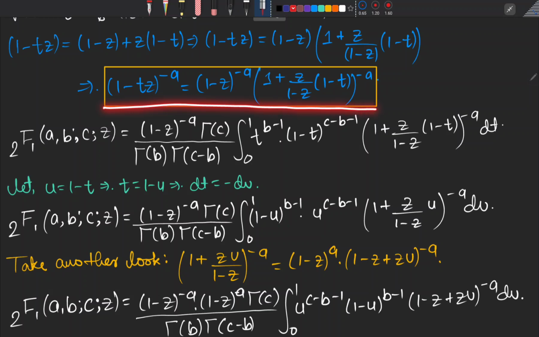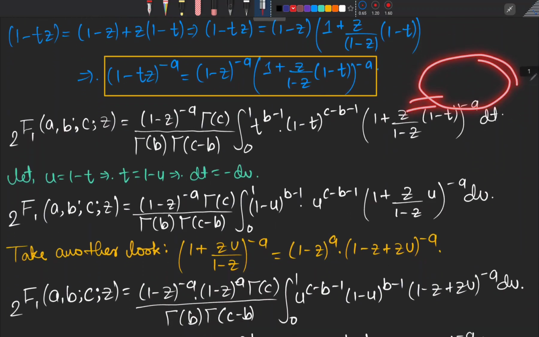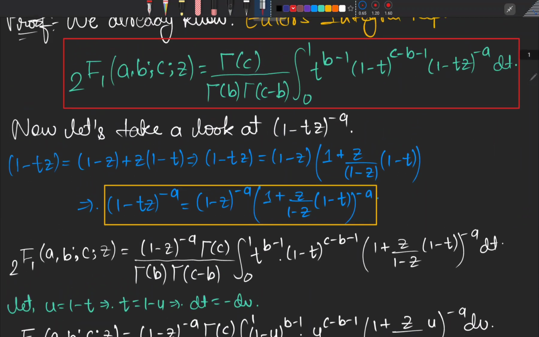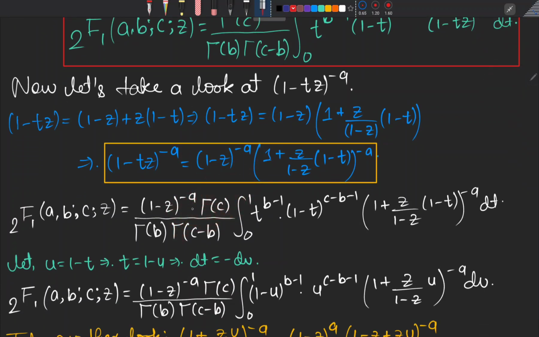Now we are going to substitute this back into our original integral, in place of our integrand. Obviously, (1 minus z) to the minus a does not depend on t, so it's going to be factored out, as we have done here.